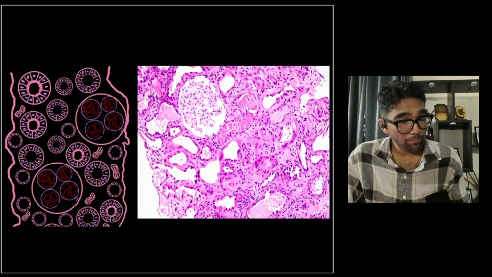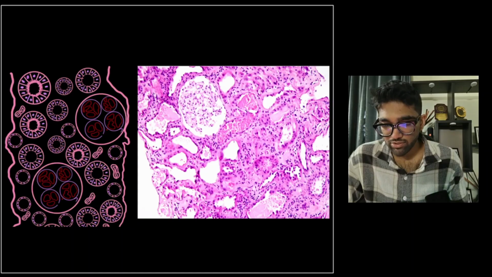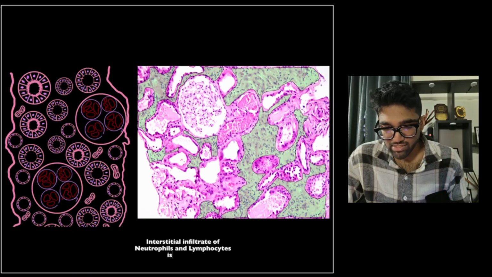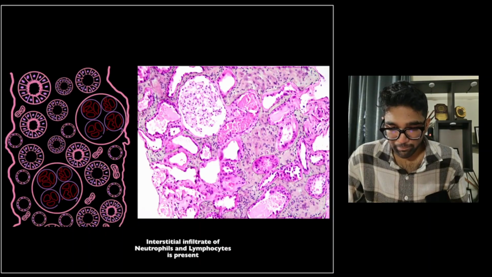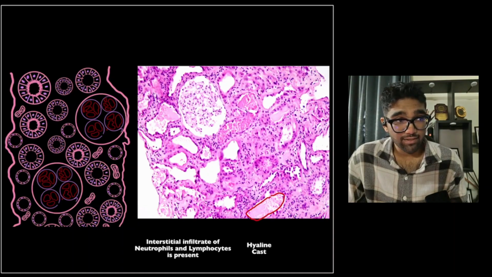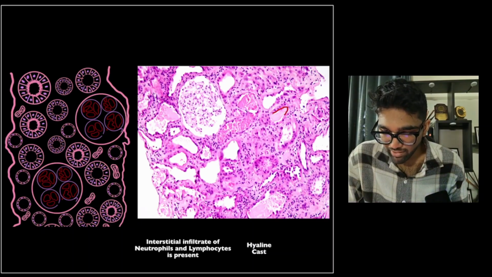Okay, so this is our correlation between the schematic that I had shown earlier and the renal histopathology. Now you can see this is the interstitium of the kidney on histopath. There is in this case an interstitial infiltrate of neutrophils and lymphocytes. Now, in addition to that, and this is very important, you also have hyaline casts. Essentially casts without any cellular components within them, looking almost like a sheet of glass. Again, there's a hyaline cast here.